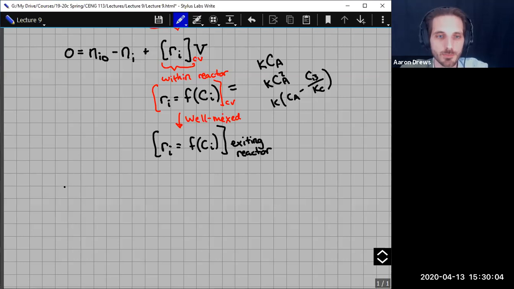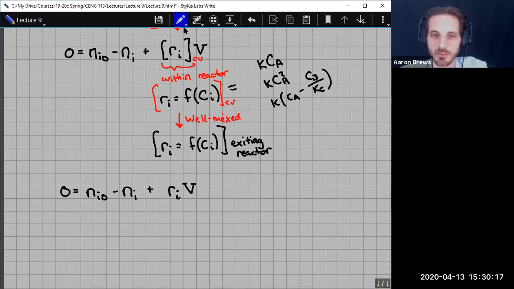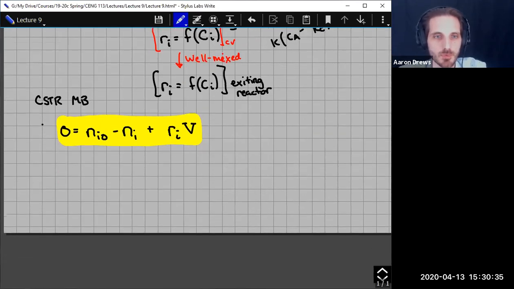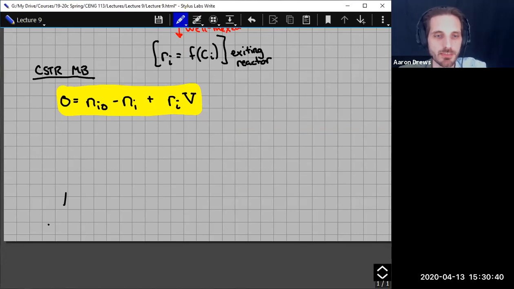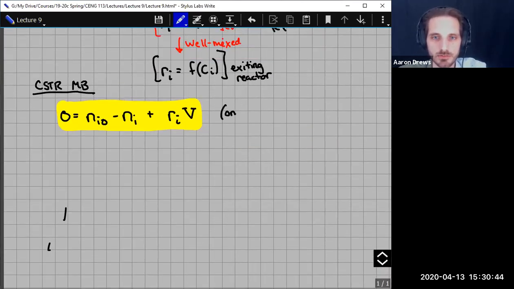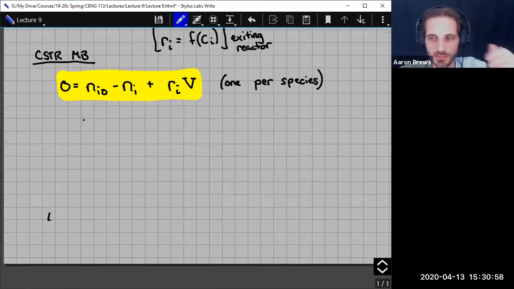So our material balance, the one that we're going to use pretty much all the time, in fact, we'll always come back to this, will just be written with R sub i times V. The implication of this material balance is that the rate R sub i can be calculated based on the outlet molar concentrations of all of the species. And so this becomes our CSTR material balance. The other key thing of our material balance is that we get one per species. So if we have species A, B, and C, then we'll have one of these material balances for every single one of those species. Let's explore some of these terms in a little bit greater detail.